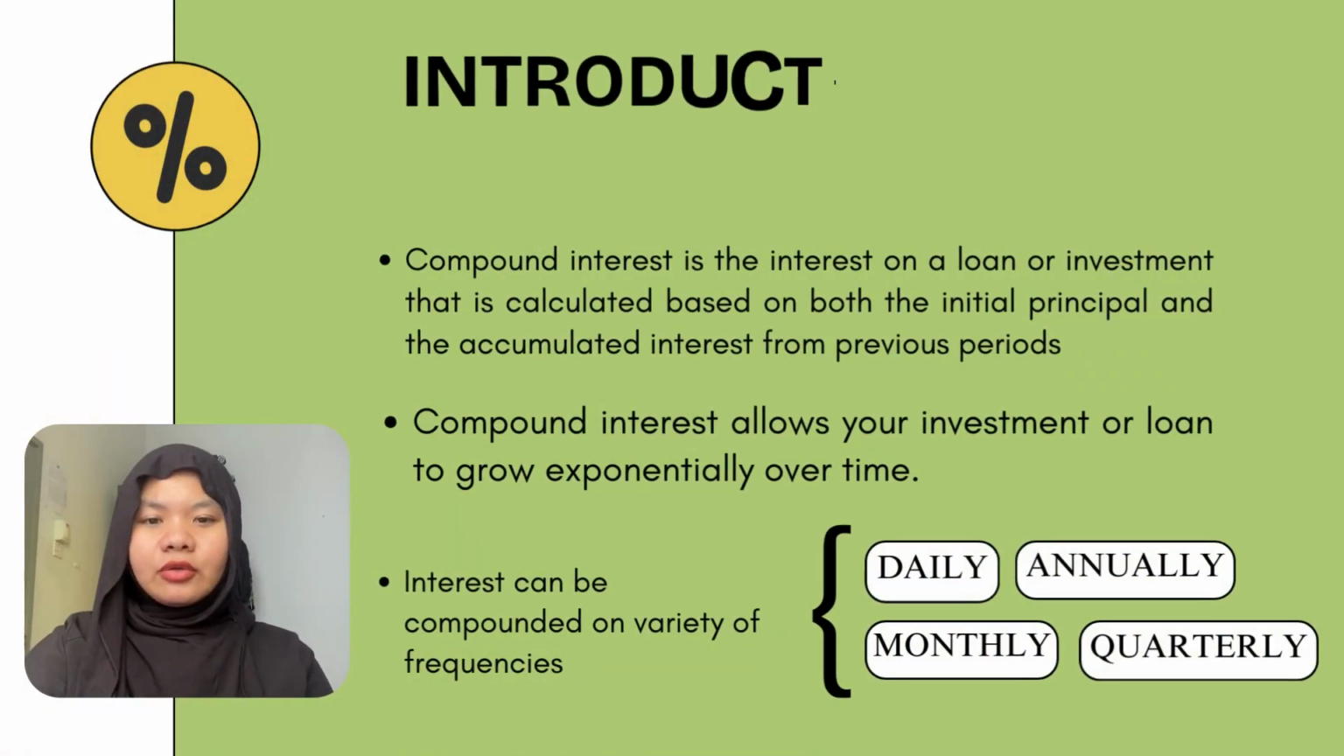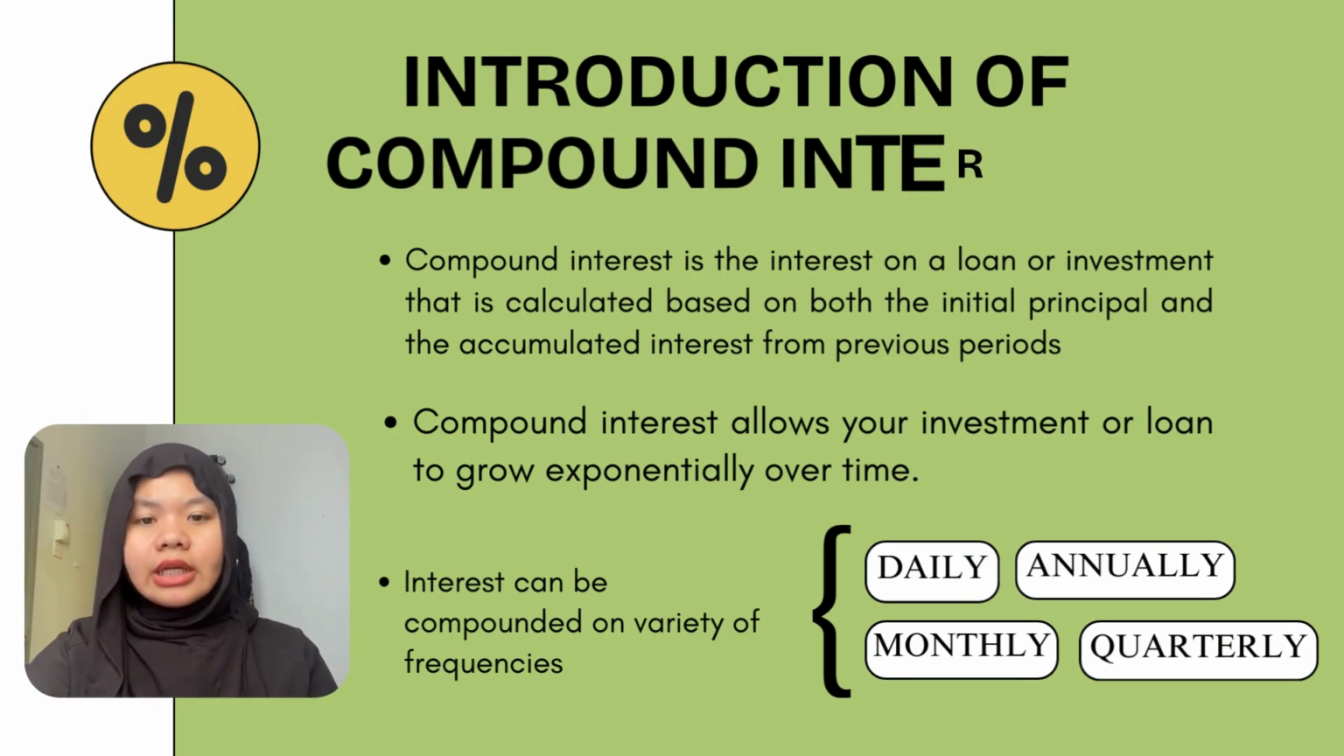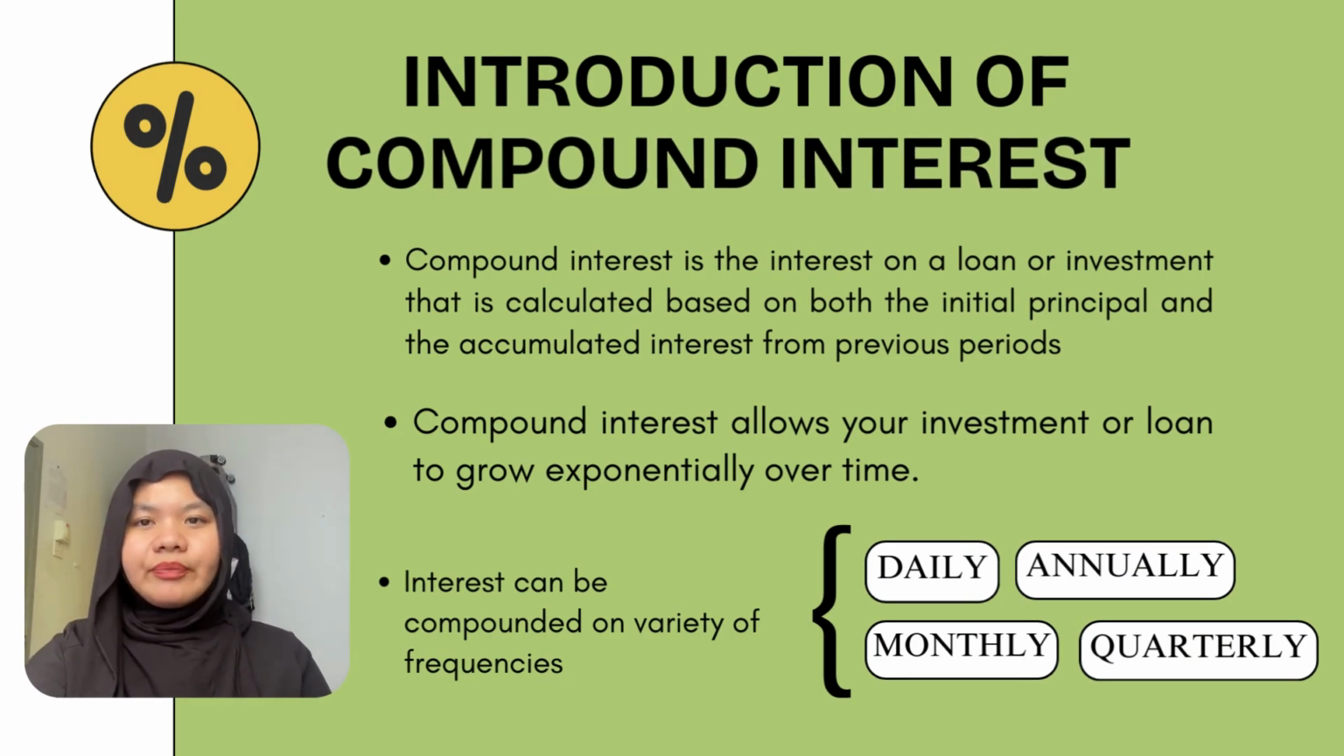Hi everyone, today we are going to explore the concept of compound interest. Compound interest is essentially interest earned on both the initial principal and the accumulated interest from previous periods. That means your money grows exponentially rather than linearly. Interest can be compounded at a variety of frequencies such as daily, monthly, annually, and also quarterly.